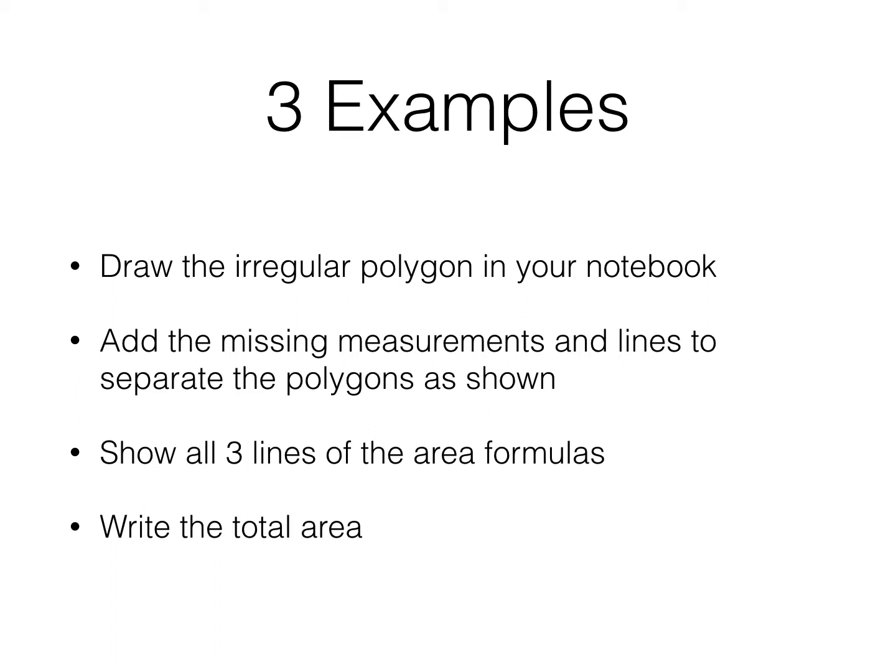In your notebook, make sure to draw the irregular polygon. Next, add any missing measurements and lines to separate the polygons as shown in the examples. Make sure to show all 3 lines of the area formulas, and then finally write the total area.